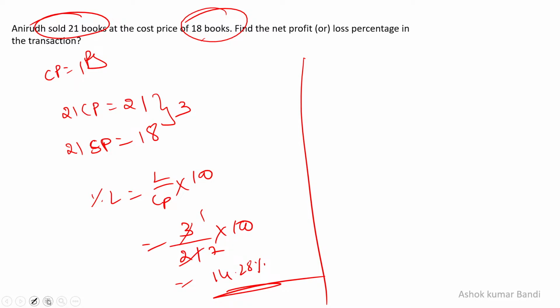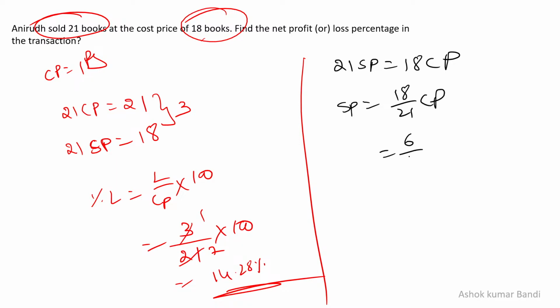Now the second method, easy-busy. Let's write: 21 books selling price equal to 18 books cost price. So SP is going to be 18 by 21 into CP, that is 6 by 7 CP. As you can see, that value is less than 1, so you are going to get a loss. But in order to get the loss percentage, replace CP with 100. You know that 1 by 7 equals 14.2857. Then SP is going to be 6 by 7 into 100.